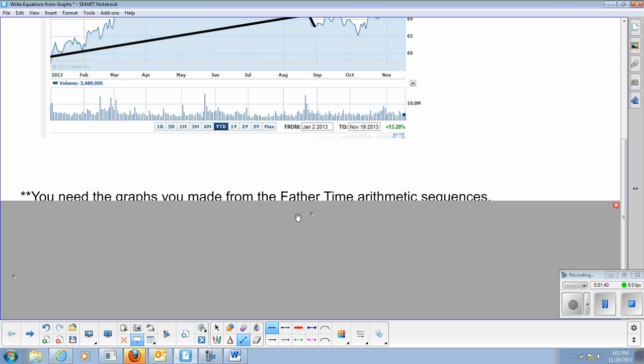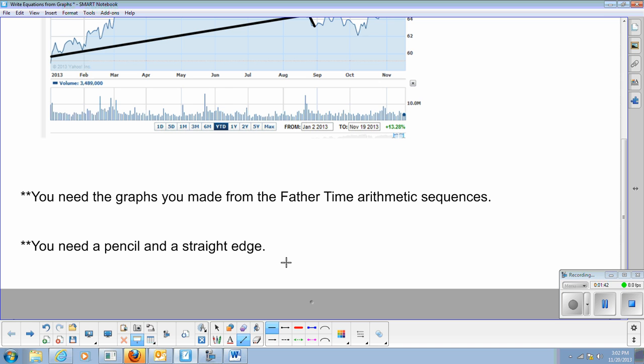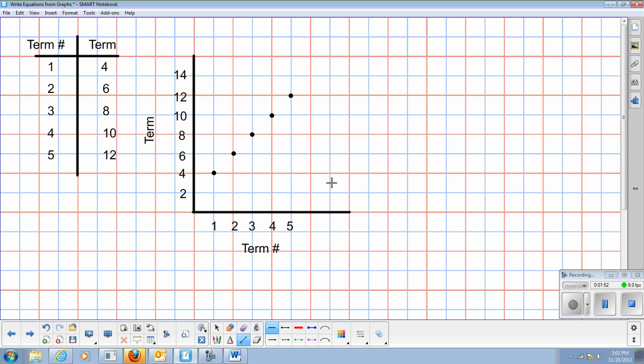So at this point, you need to get those graphs out. You need a pencil and you need a straight edge. So please stop the video, get out the graphs you made, get out a pencil, and get out a straight edge. Thank you. All right, on here, what you see here is an example of one of your graphs. Now, this isn't exactly one of them from the Father Time sheet, so what you want to do right now is kind of watch and follow along, see how I do this.